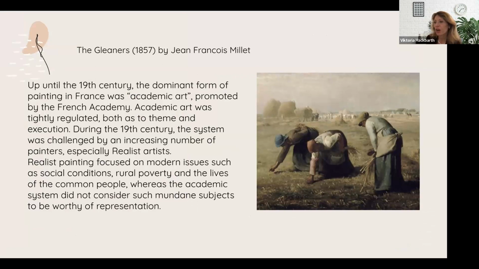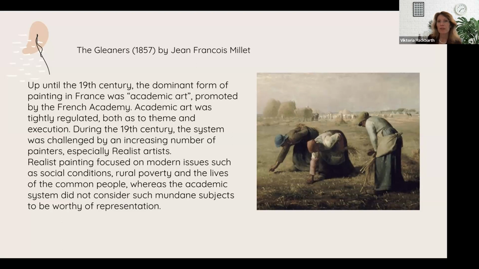So up until the 19th century, the dominant form of painting in France was academic art, promoted by the French Academy. Academic art was tightly regulated, both as to theme and execution. During the 19th century, the system was challenged by an increasing number of painters, especially realist artists.